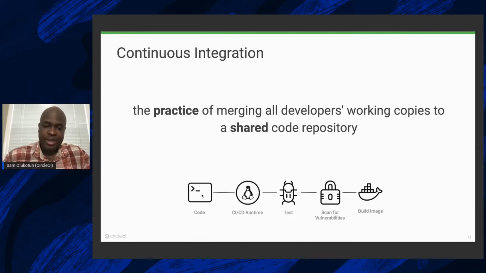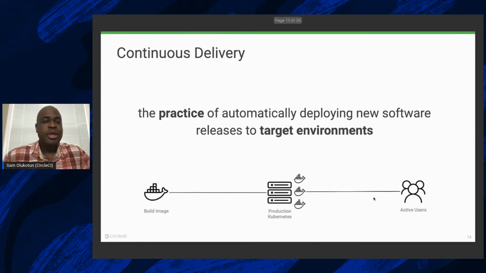Continuous delivery, on the other hand, picks up on this end after the image has been built. So continuous delivery is the practice of automatically deploying new software releases to your target environments. That means once your continuous integration is done and you've built an image successfully that meets all your team standards, you're automatically releasing that to your production environments so that your consumers and your users can access the applications that you've built.